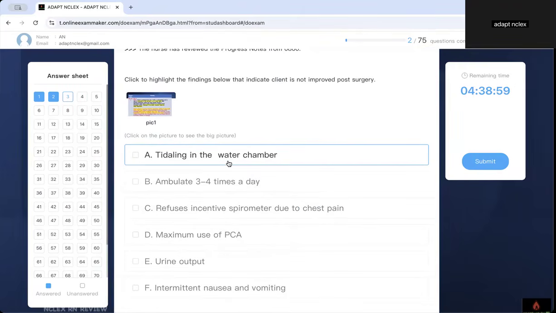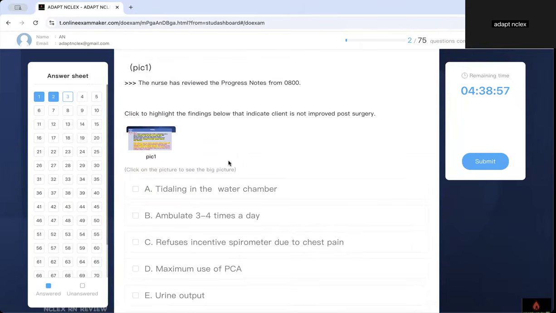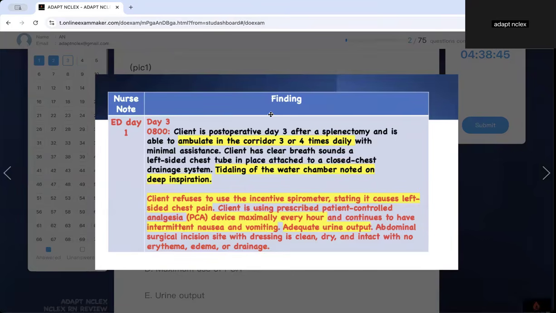Next question. The nurse has reviewed the progress note from 8 o'clock. Click to highlight the finding below that indicates the client is not improving post-surgery. We want to know if this patient is not improving post-surgery. Patient is post-op day 3, had a splenectomy, is able to ambulate to the corridor 3 to 4 times with minimal assistance. That's good. Client has clear breath sounds and a left-sided chest tube is in place attached to a closed chest drainage system. They did not highlight it. There is tidaling in the water chamber, noted on deep inspiration.